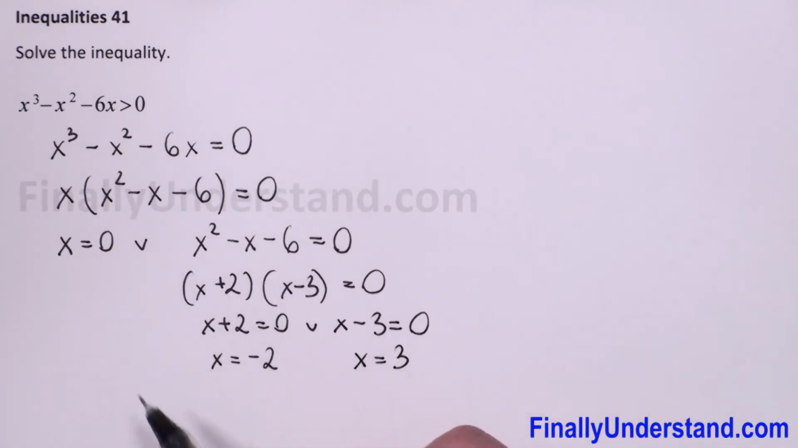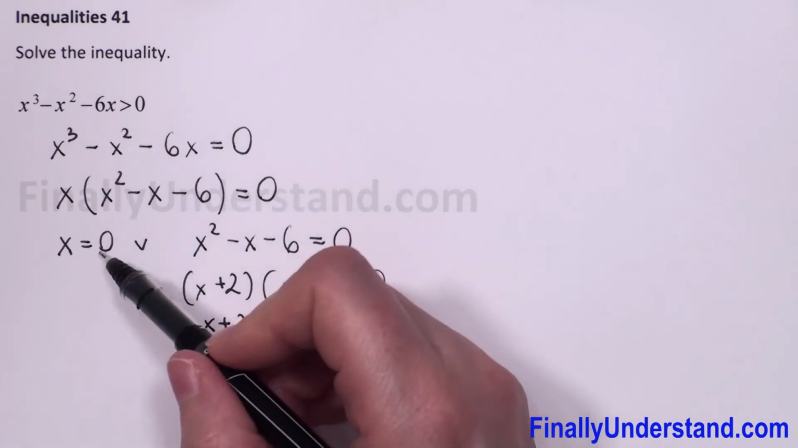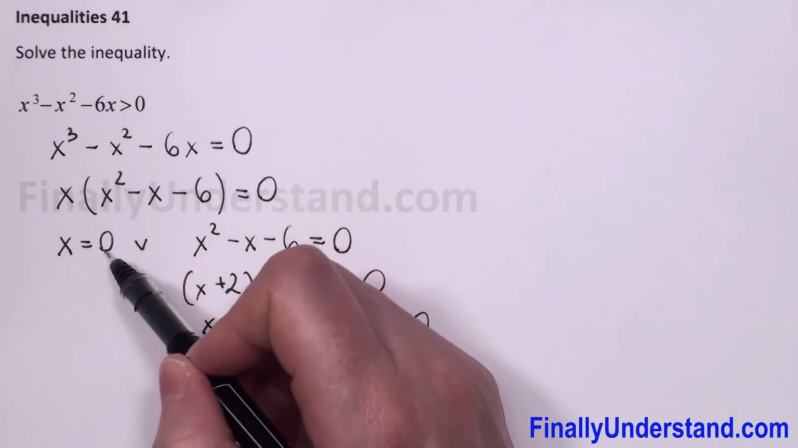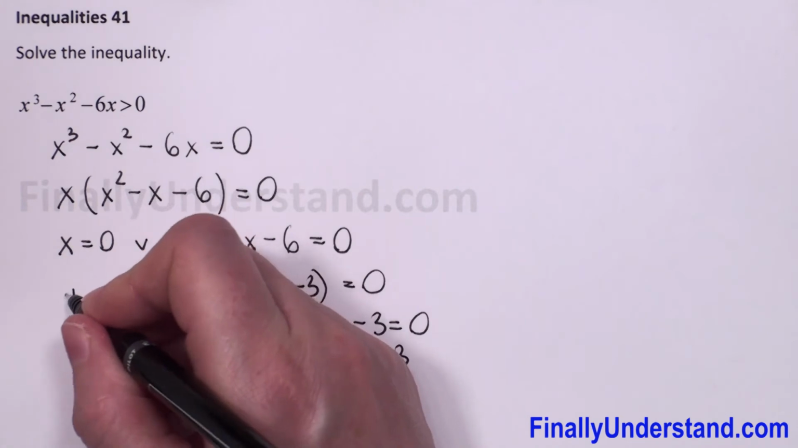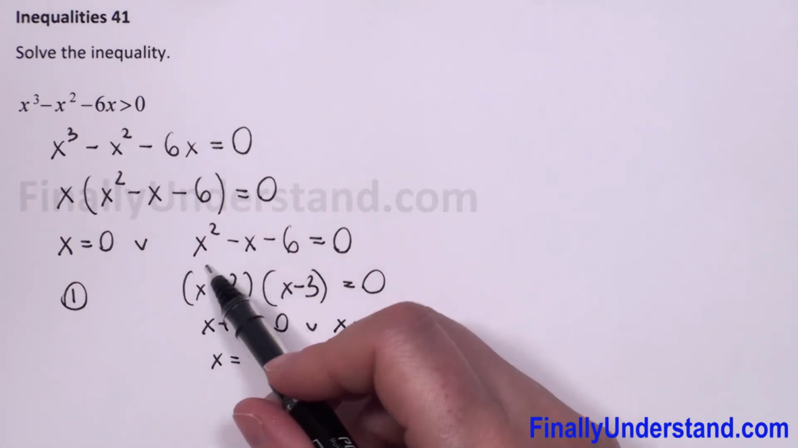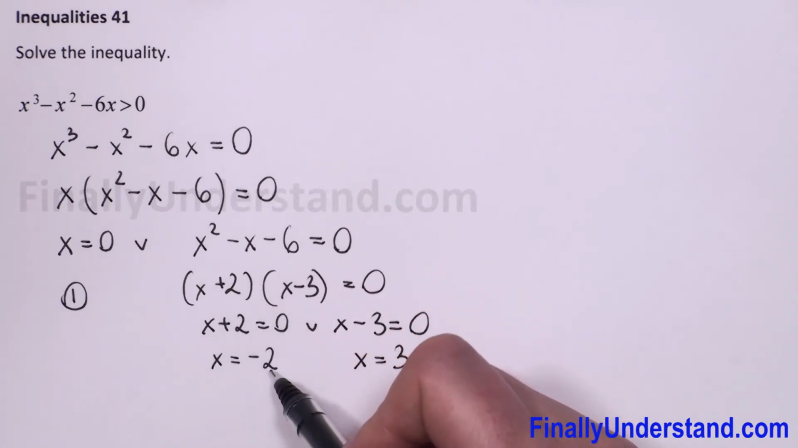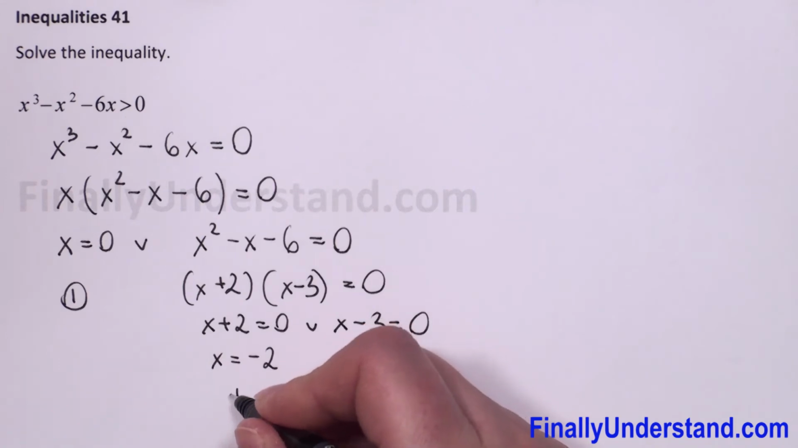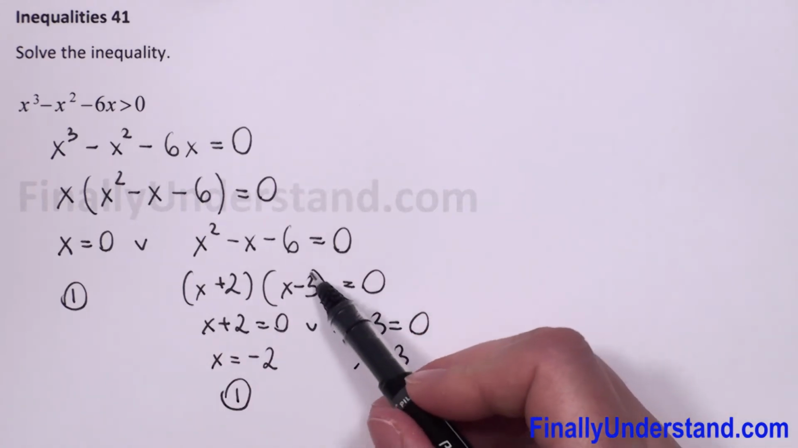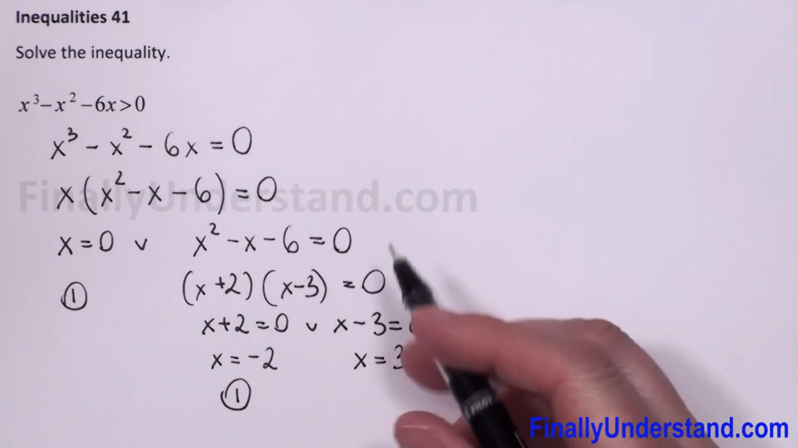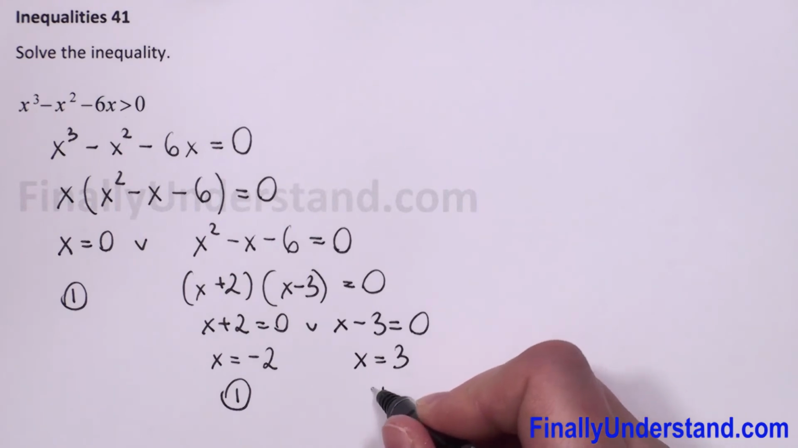We have our roots. Now we have to check how many times they repeat. So 0, let's check. We have x to the first power. It means 0 repeats one time. The content of this parenthesis is raised to the first power. It means negative 2 repeats one time. And the content of this parenthesis is raised to the first power too, so it means 3 repeats one time.